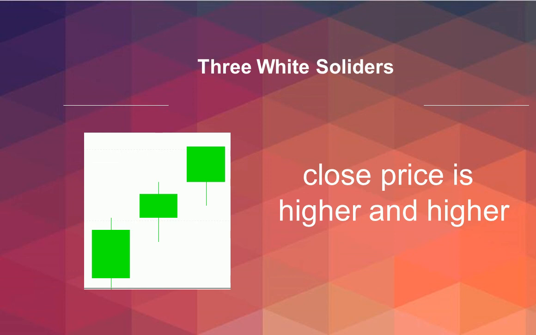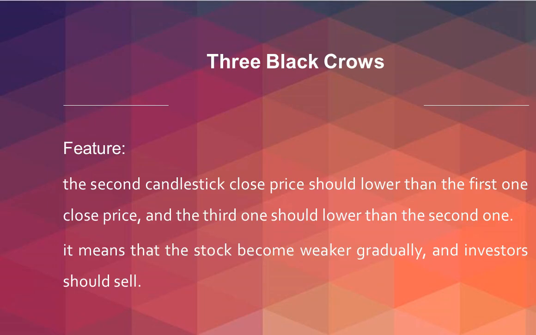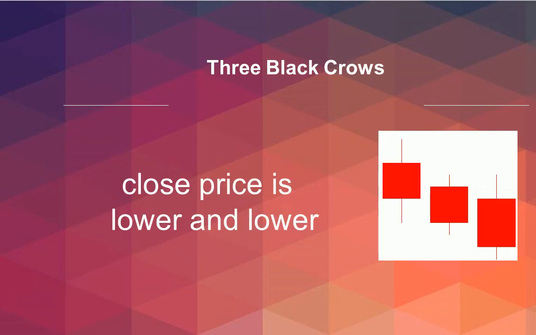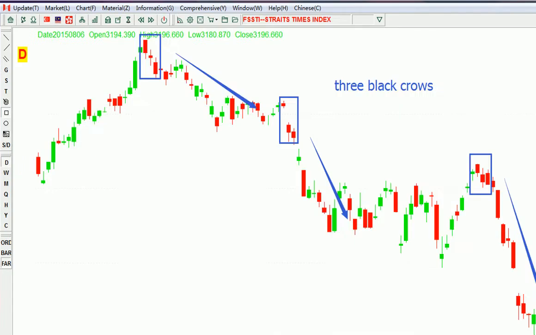Okay. Then we can see next one. Three black crows. The close price is lower and lower. If you see the candlestick pattern appears in the share downtrend or uptrend, which means that the share or market is weak. Okay, so we can see the next one.